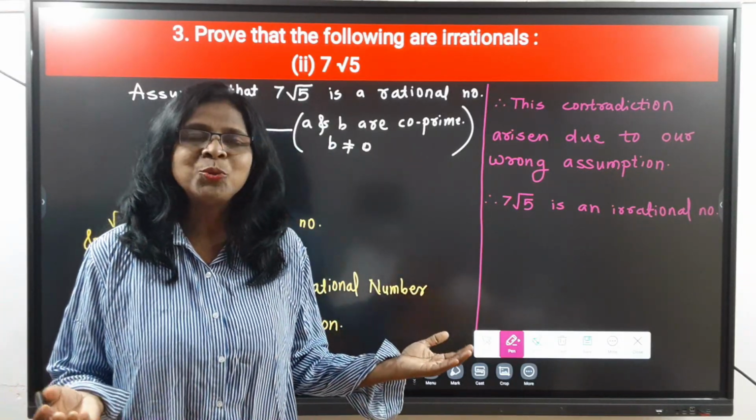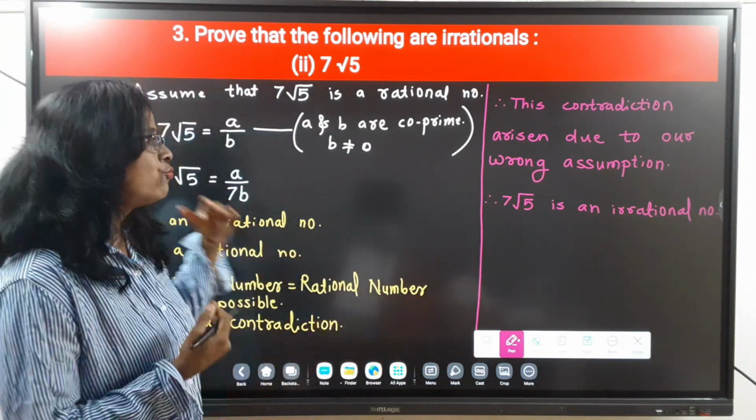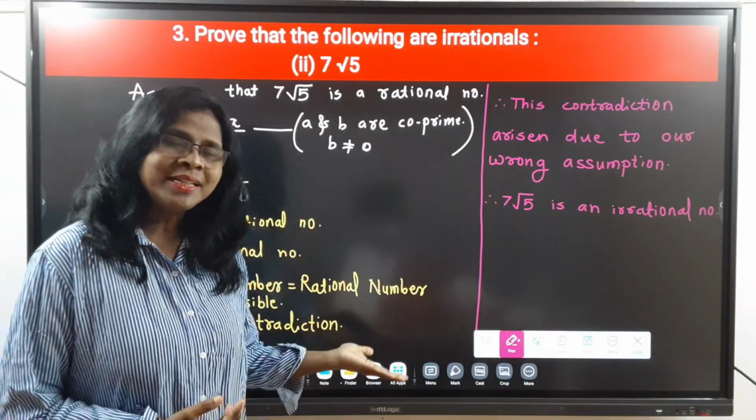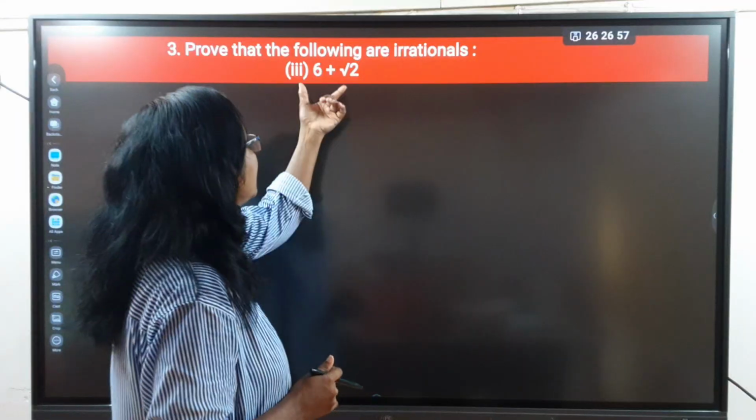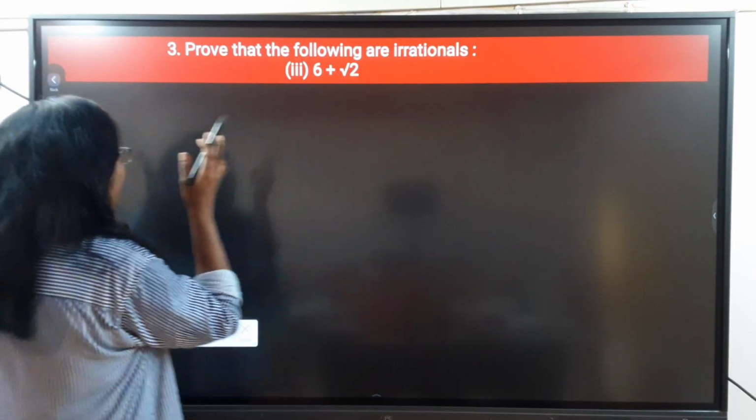Very easy example, students, and the simplest method that you can easily understand. So follow these steps, students, and practice this method. Example, students: 6 plus root 2. Now here we have to prove that 6 plus root 2 is an irrational number. So that means our assumption part.